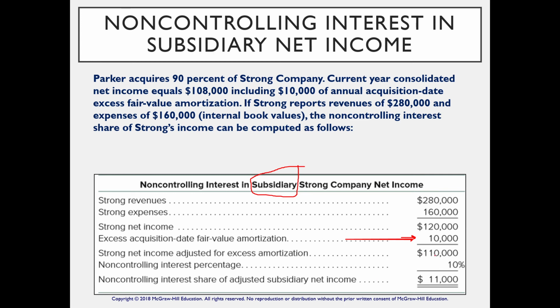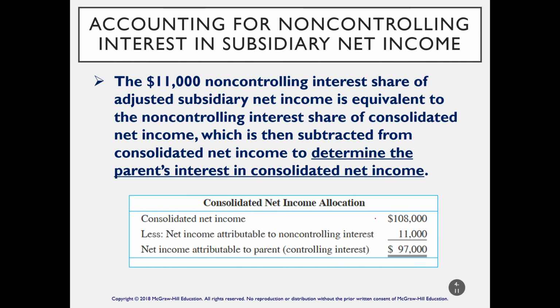Now, you may be tempted to take this amount and multiply by 90% to calculate the controlling portion of the subsidiary's net income, but that would be incorrect. So we have to follow the steps. In step 1, we calculate our non-controlling interest net income, which is 11,000 in this case. Then we take our consolidated net income and subtract our non-controlling interest net income to arrive at the controlling interest net income. So we don't take 10% of this and 90% of this. We have to follow the steps. Okay, so that's important. And so that concludes this presentation.